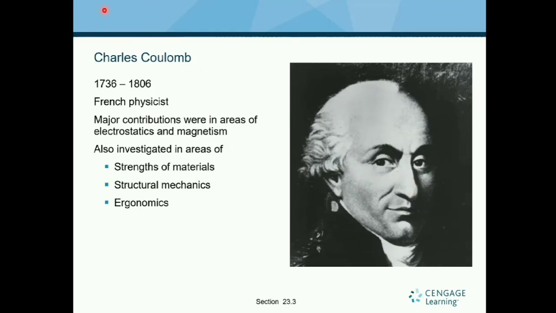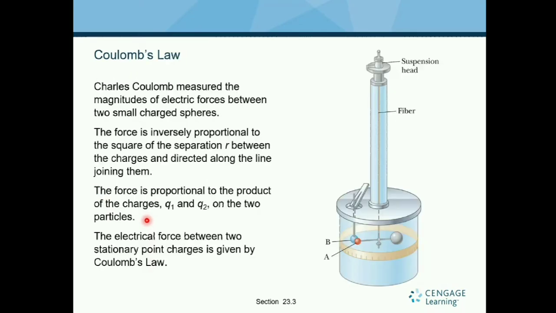So this is a guy called Charles Coulomb. Charles Coulomb is a French physicist. His major contributions were in the area of electrostatics and magnetism. He also investigated the strength of materials, structural mechanics, and some other areas, including economics. Because he found Coulomb's law, which is really important.